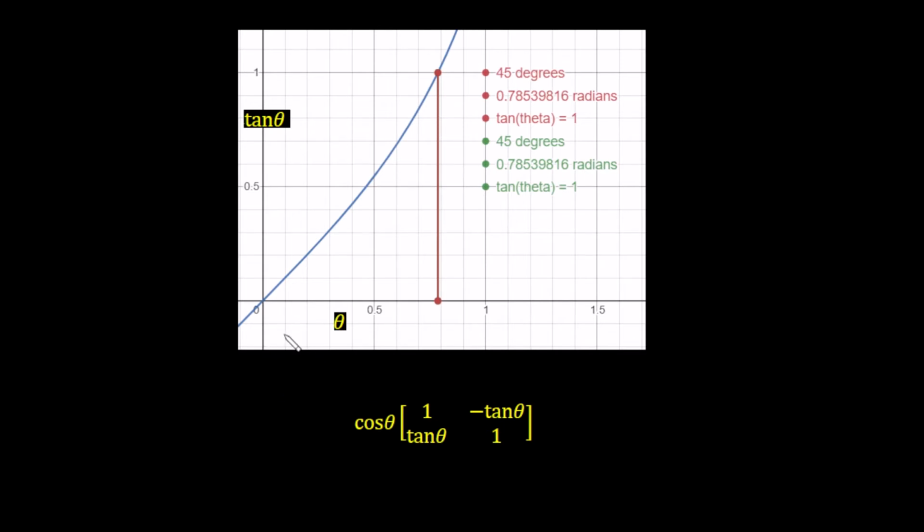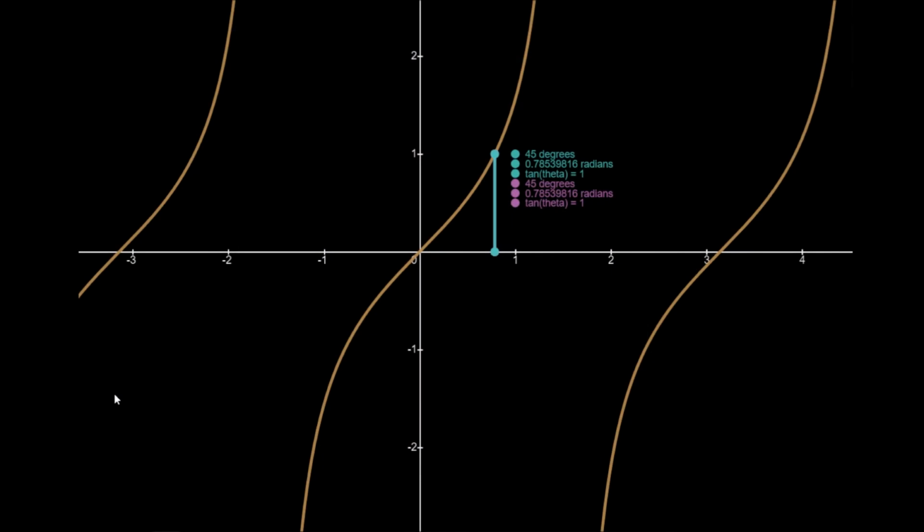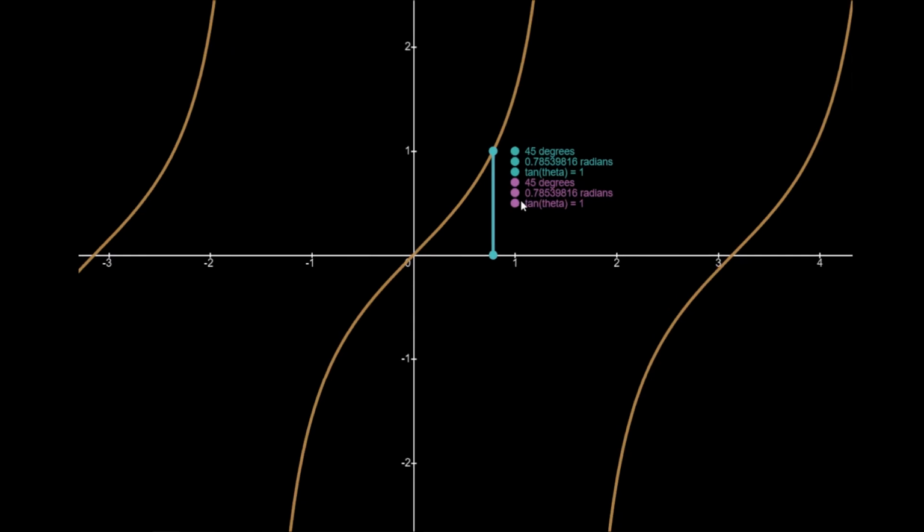So the theta term is along the x-axis here, and the tan theta is going to be up this axis. So let's go ahead and have a look at this in the graphical calculator. This is one of the key points of the CORDIC algorithm, and it's a neat little bit of mathematics. So we've drawn out the tan function here, so let's just zoom in.